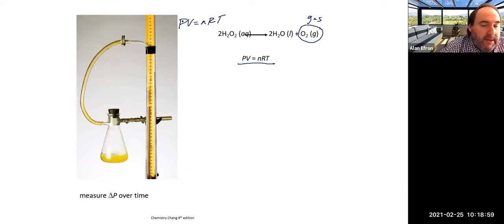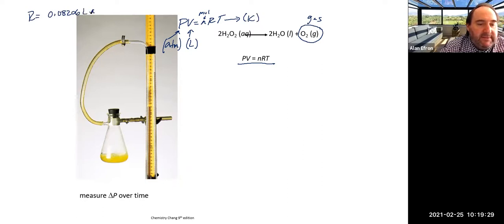P is pressure, right? Out of all the gas laws, this one has the most restrictions in terms of units. P is pressure, and it has to be in atmospheres when you use the ideal gas law. V is volume, which has to be in liters. N should be moles. T should be in Kelvin. And R is the gas constant. It has a value of 0.08206 liters times atmosphere per Kelvin times mole, or some people use a rounded version, 0.0821, which is perfectly fine.